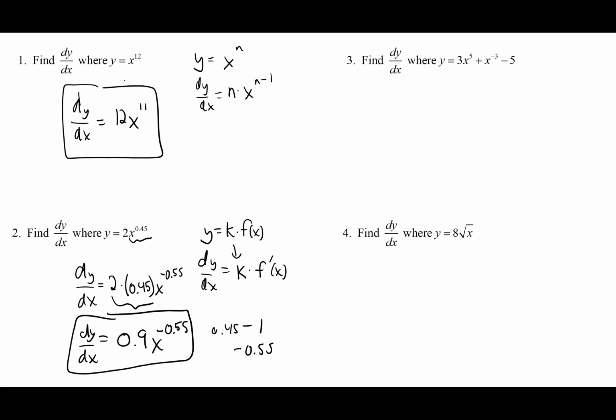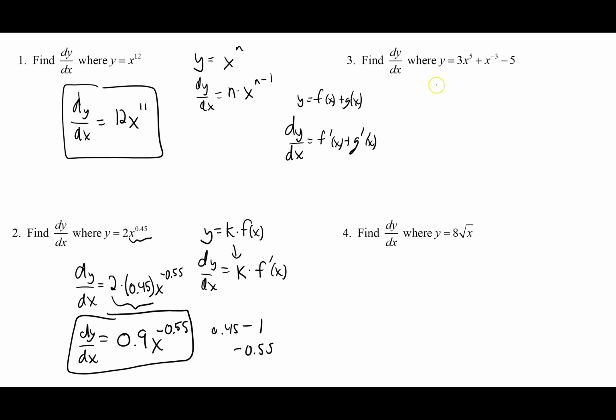Okay, great. On the third one over here, we have multiple terms. So the new rule here is that if your function is the sum of two functions, then your derivative would be the sum of the derivatives. You take f prime of x and add on g prime of x.